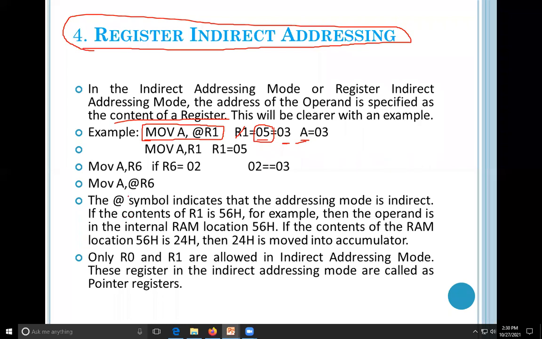The at-the-rate symbol is used for the indirect purpose. Understood? So for indirect addressing, R1 is the register. R1 contains something which is not a value, it is a location, and at that location there is a value which is transferred into the accumulator. So this is the register indirect addressing mode.